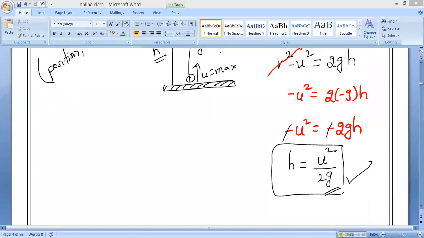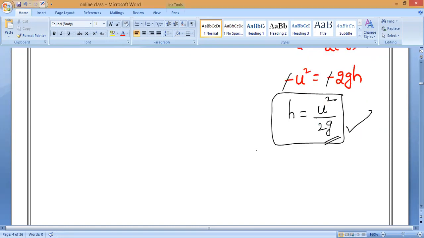So now, let us see. This is all about the maximum height which is reached. When maximum height is reached, what is the formula? H maximum. When the ball is thrown vertically upwards, what do you mean by H max? Maximum height reached by the body. Is it okay, guys? So maximum height reached by the body.